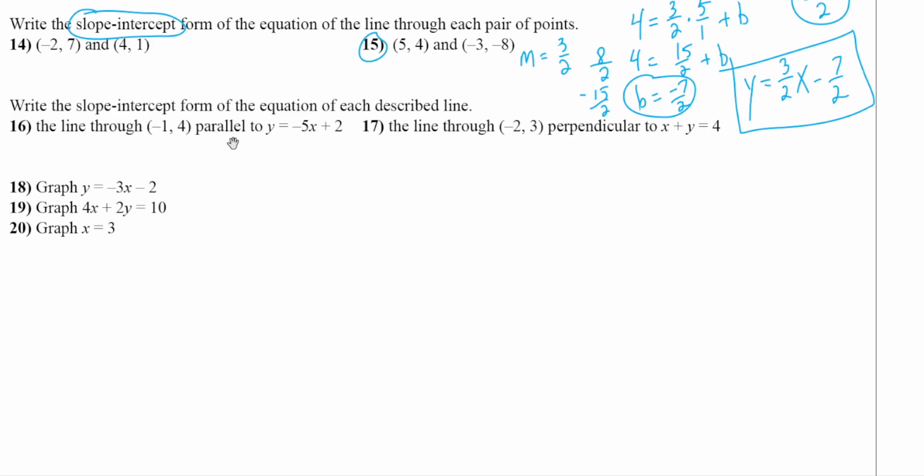We already talked a little bit about this, parallel and perpendicular. What do you know about 2 lines that are parallel? They have the same what? They have the same slope, okay? So it says write the slope-intercept form of the equation of each line described.